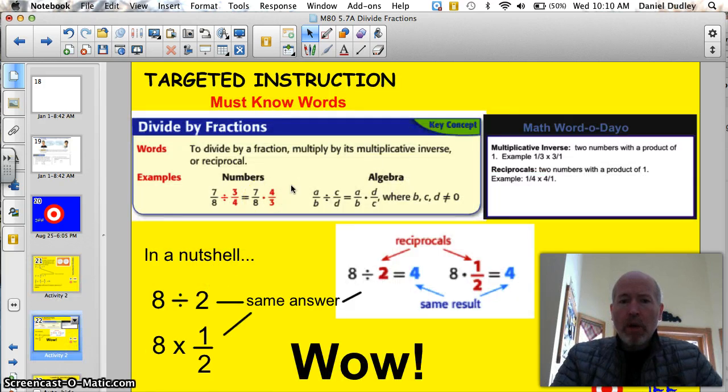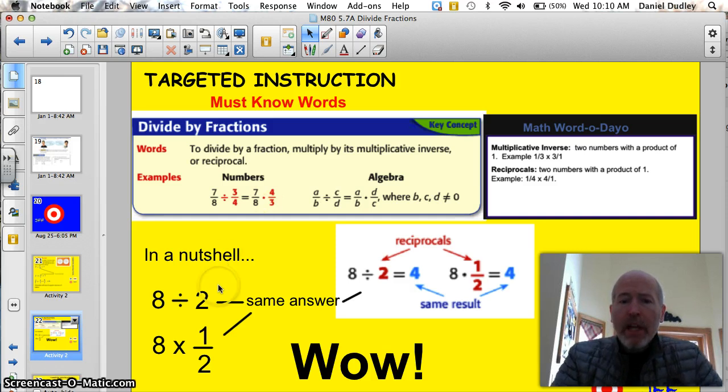All right, couple of quick review pieces here. To divide a fraction, multiply it by its multiplicative inverse, or its reciprocal. We talked about these two terms yesterday. So 7/8 divided by 3/4, you just flip this fraction and say 7/8 times 4/3. Flip it to its reciprocal and you'll get the answer.